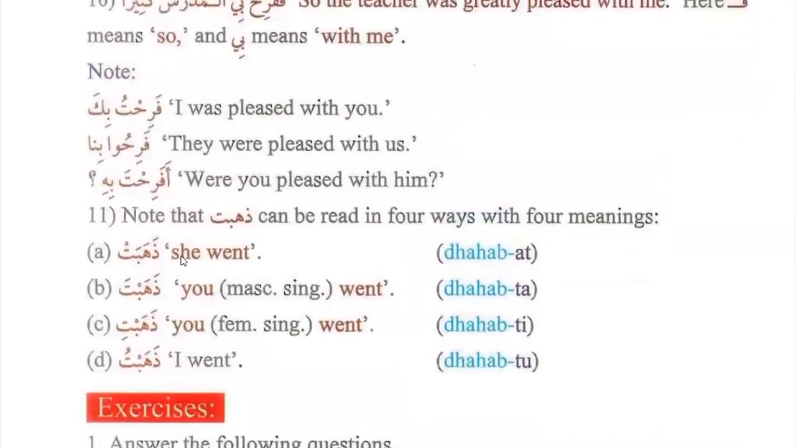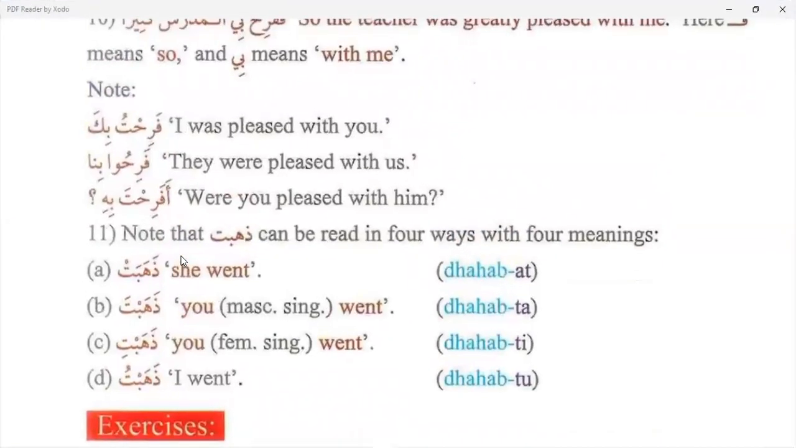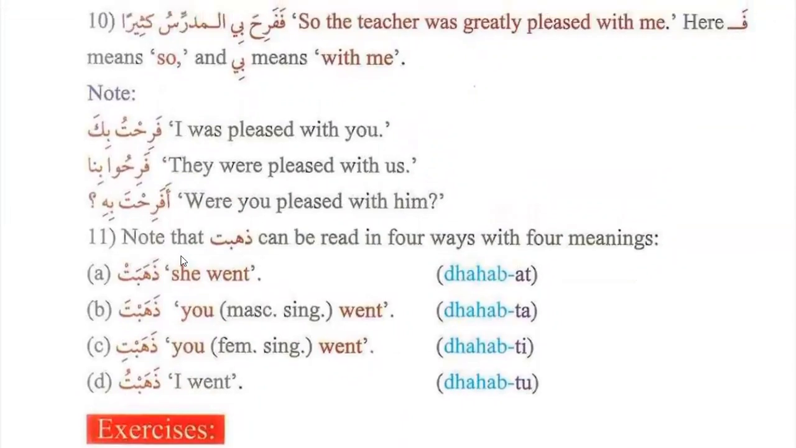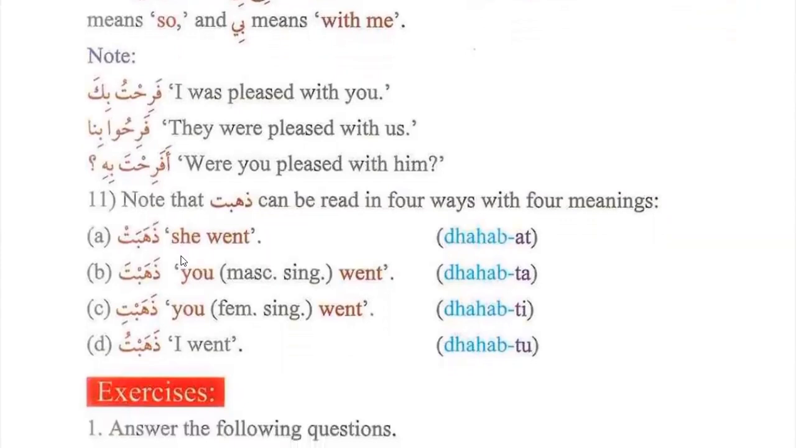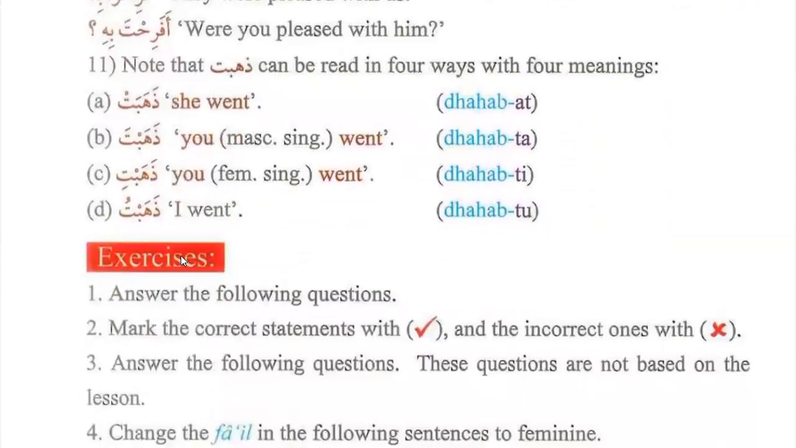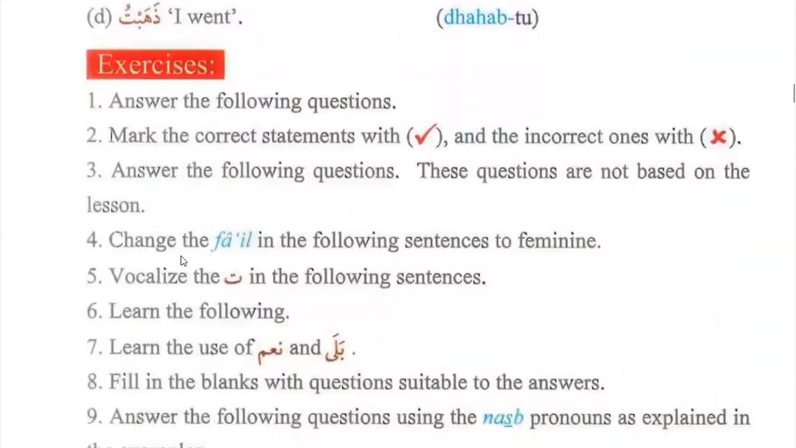Afarihta bihi? Were you pleased with him? Note that dhahabt can be read in four ways with four meanings. Dhahabat, she went, dhahab plus at. Dhahabta, you, masculine singular, went. Dhahabti, you, feminine singular, went. Dhahabtu, I went.